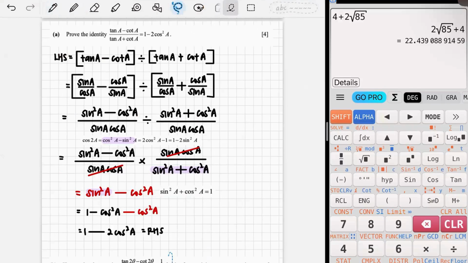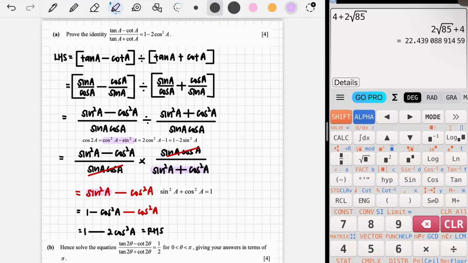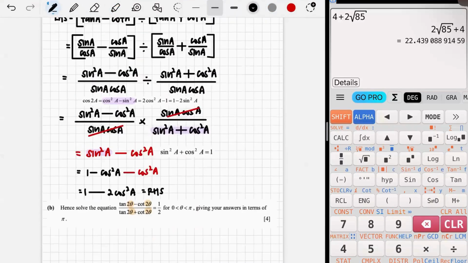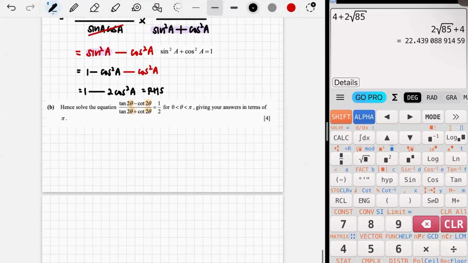All right, so now that we are done, I'm going to solve, hence solve. So the hence part here is, oh no, they don't look the same. Oh goodness. The A, this is 2 theta, 2 theta, 2 theta. So if this one is A, that means if I were to change this one, it will become 1 minus 2 cosine square 2 theta equals to half.